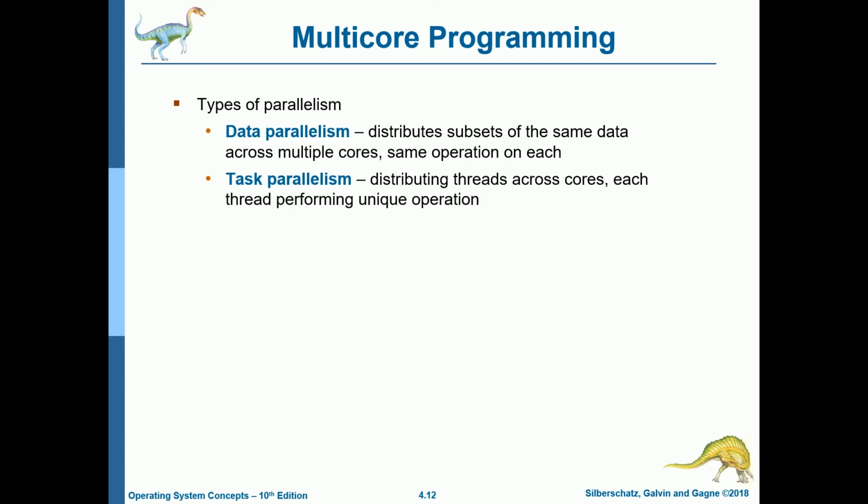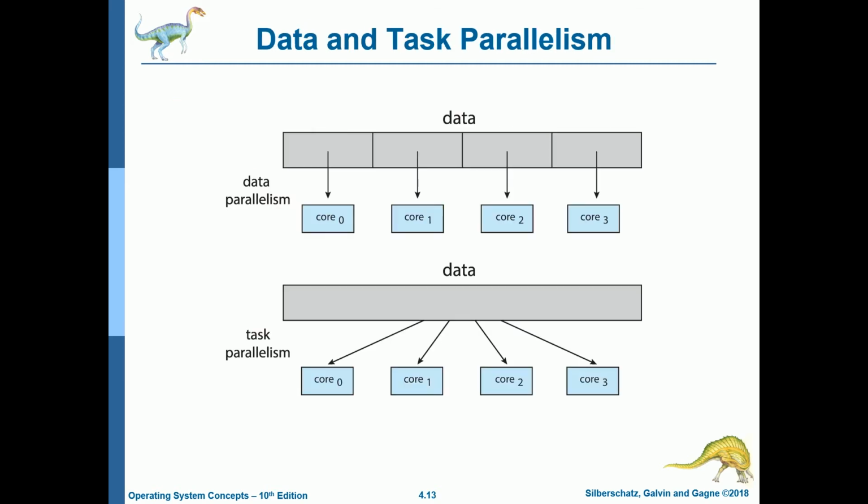Now, when looking at parallelism, it can be broken into 2 major types: data parallelism and task parallelism. Data parallelism focuses on distributing subsets of the same data across multiple computing cores and performing the same operation on each of the cores. On the other hand, task parallelism involves distributing not the data, but the tasks, or the threads, across multiple computing cores. Each thread is performing a unique operation. And as you can see, this is how we can look at both data and task parallelism in relation to the cores and their data.